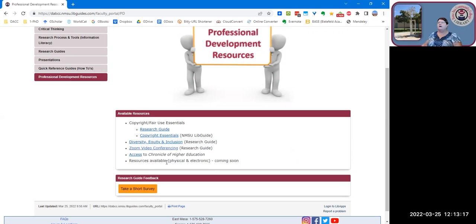And finally, we're going to be working on having a list of physical and electronic resources by topic. Could be online teaching, it could be specific pedagogies, it could be any of the topics that would be essential to professionals, to faculty members for teaching. And it's all going to relate to our library resources.